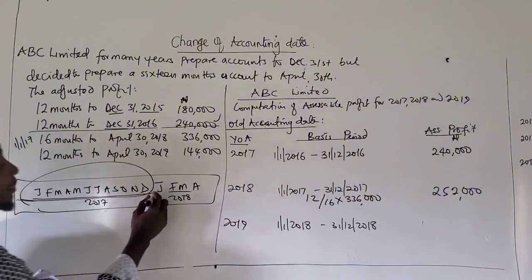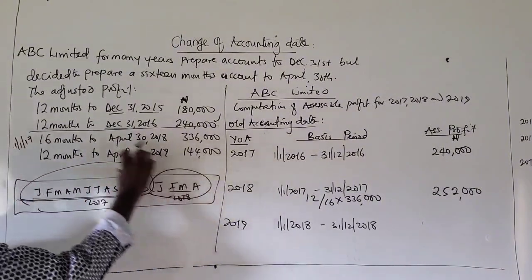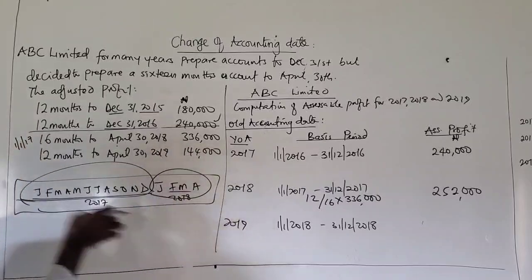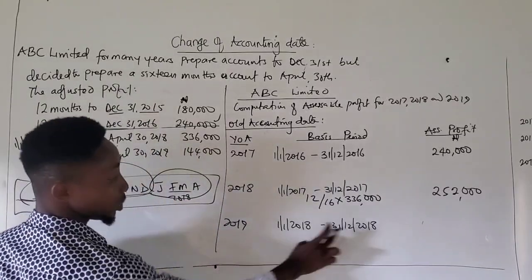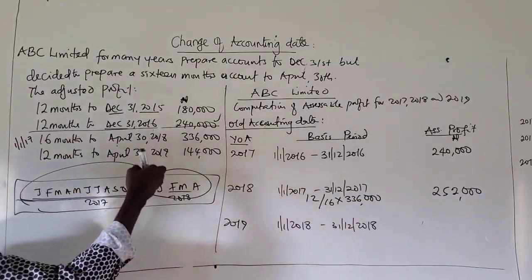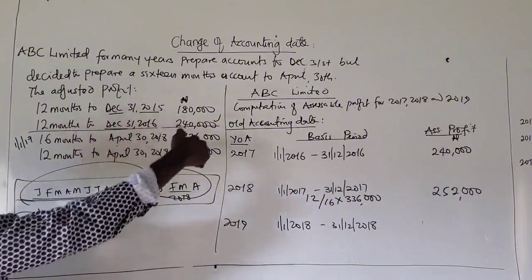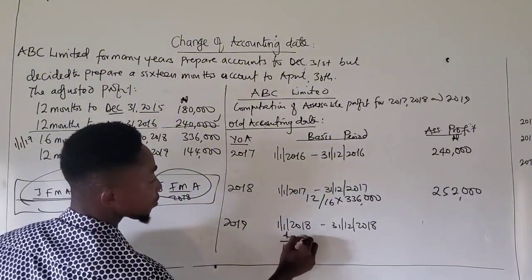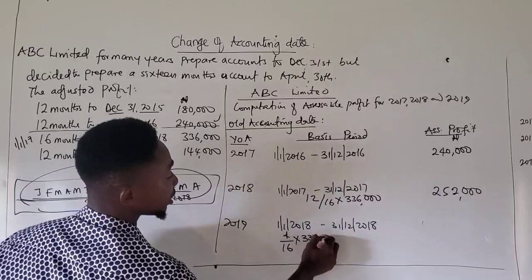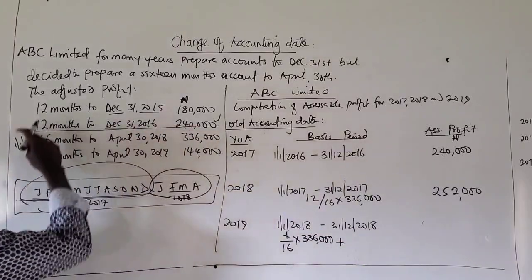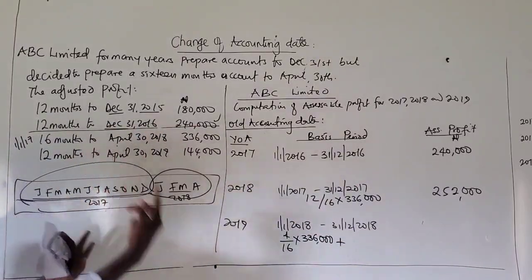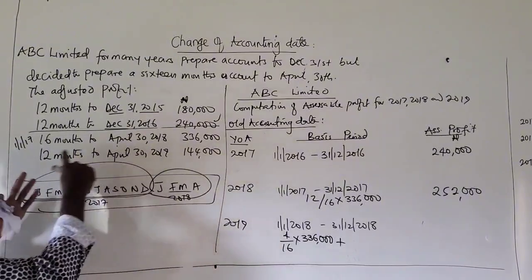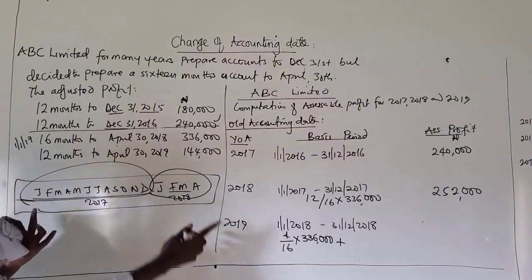That is to say, we have January to April in this period concerning 2018. We are looking for January to December, but they included January to April inside of this 16 months. So you take that at first: 4 over 16 times 336. It's a total period of 16 months in this place. So you are taking 4 months out of 16, plus the remaining months, which is 8.